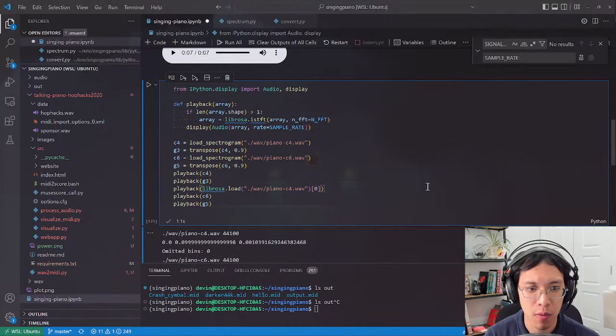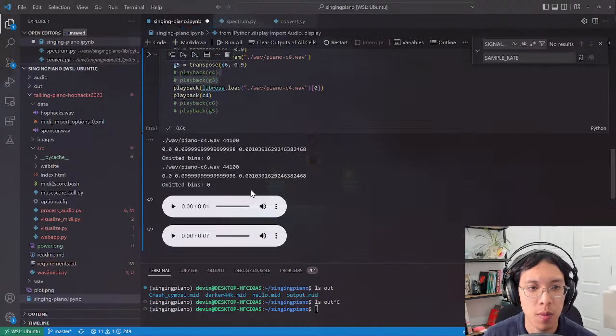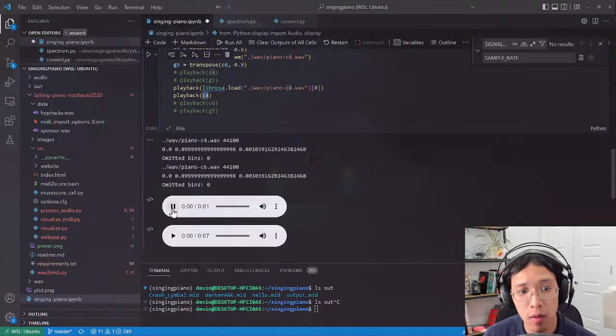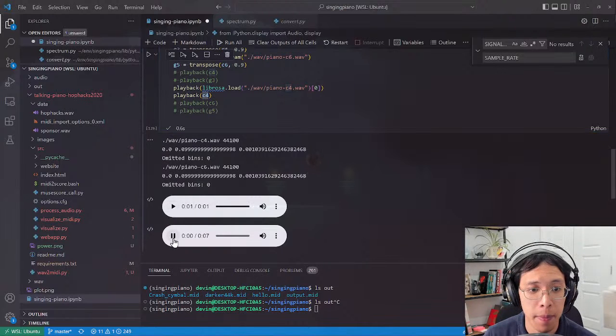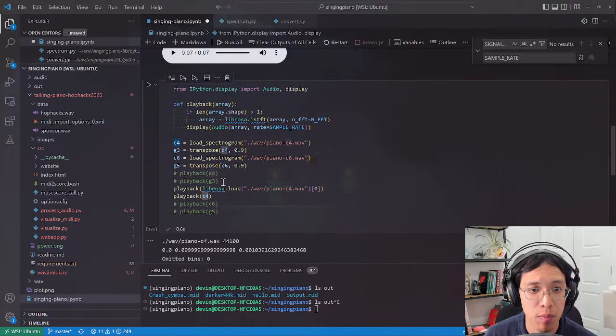But if I compare this with our C4, the first one is loaded directly from the WAV file. The other one has gone through the Fourier transform and then the inverse. Yeah, and somehow going through that process has dropped it down an octave. So yeah, that's an issue. The question is, is that happening because of this or because of that?